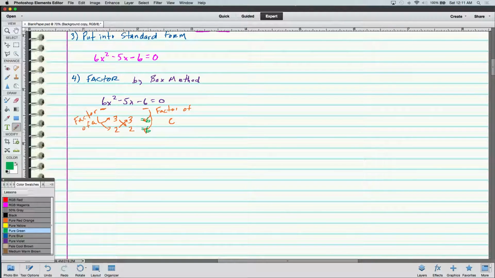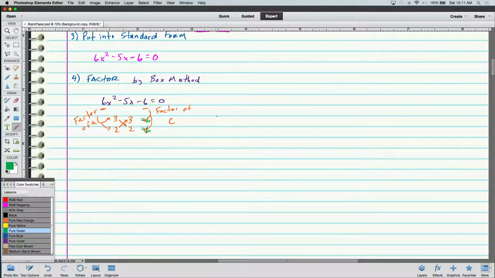Now what we're trying to find is, can we make a -5 out of these two values that we have here? We have a 6 and a 6. Is it possible to make -5 with these two values? Well, no, it's not. We can either make 6 plus 6, which is 12, or 6 minus 6, which is 0. So we know that this combination of these two factors will not work. So we have to try a different combination.